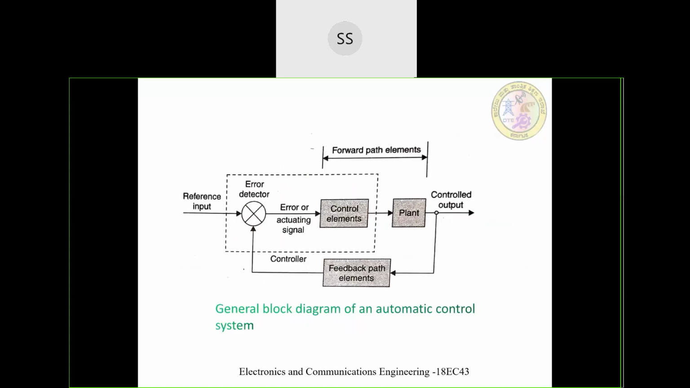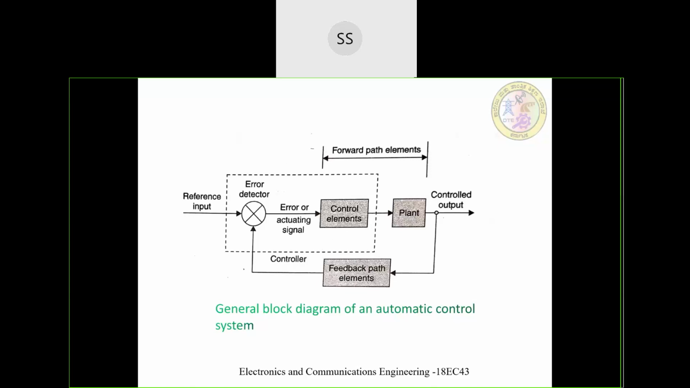Now, how to draw a general block diagram of an automatic control system. In order to say that it is an automatic control system, what are the elements that should be involved? Technically, how do we recognize those elements? This diagram is applicable for any automobile system or any other mechanical system for that matter.